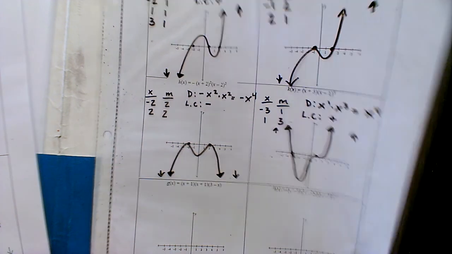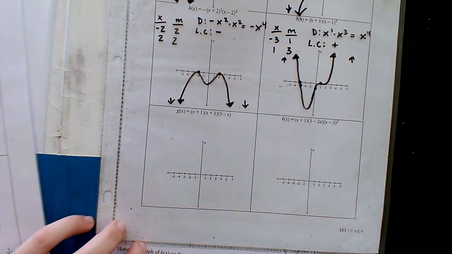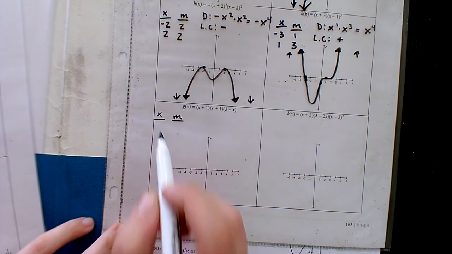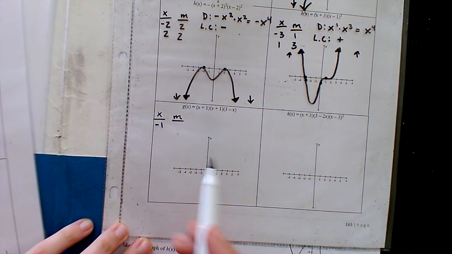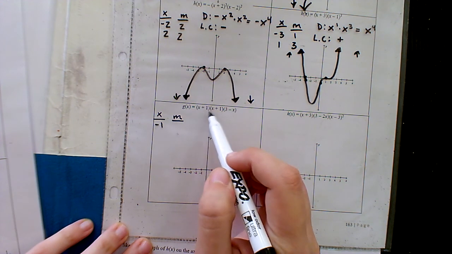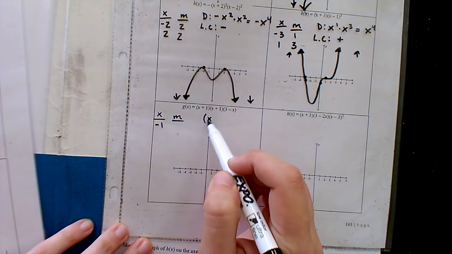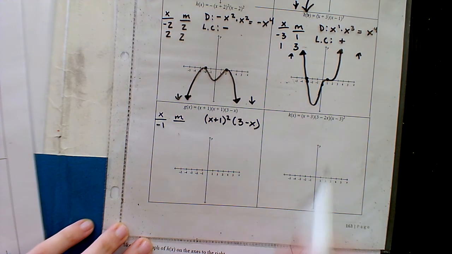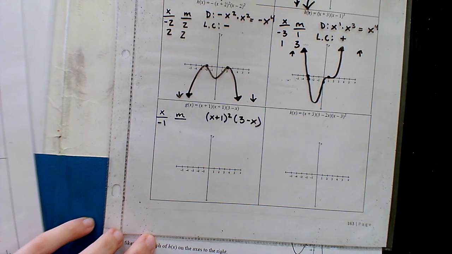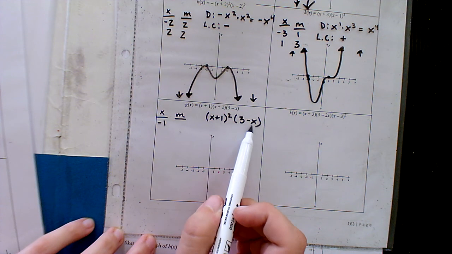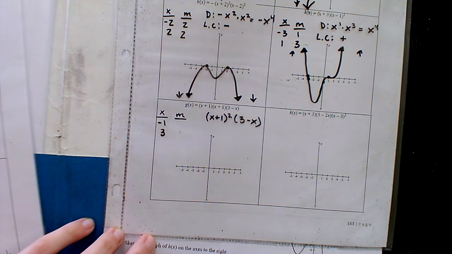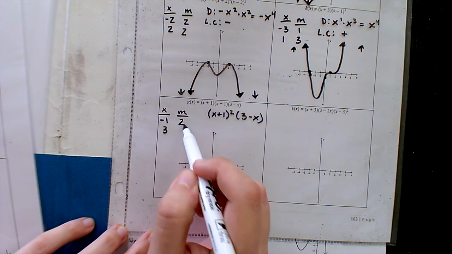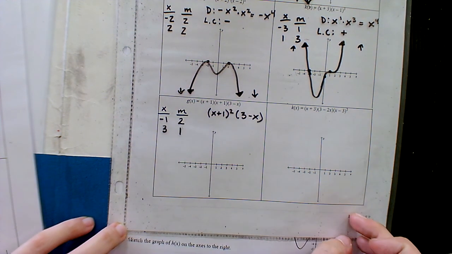All right, we're going to check out the last two together. These are a little different. Let's look at the factors and list our x-intercepts. Look at this one: x plus 1 times x plus 1, so x plus 1 squared. And our other x-intercept looks like 3. Multiplicities would be 2 and 1.